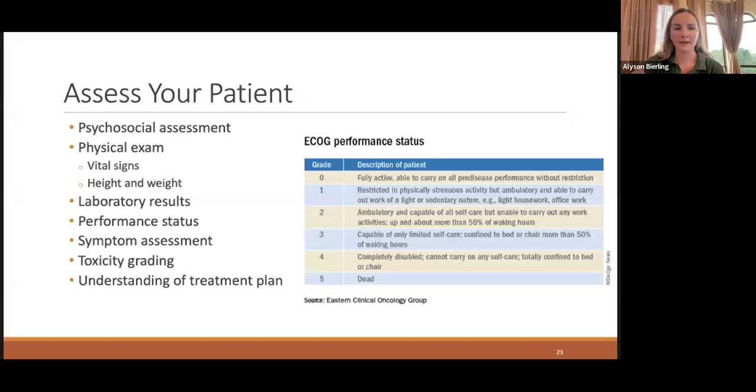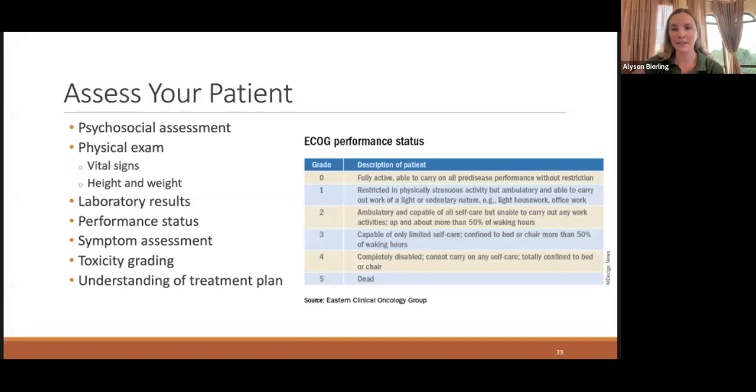We want to know laboratory results. So is the kidney function and liver function okay? Have the blood counts recovered to the point where it's safe to administer chemotherapy? We talked about performance status over the last couple of weeks. So again, if a patient's performance status is 3 or 4 or 5, we really should not be administering chemo to those patients.